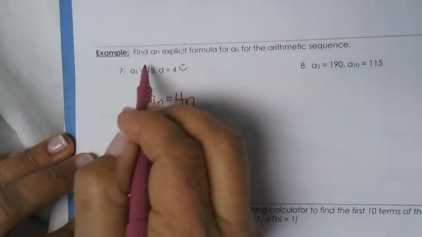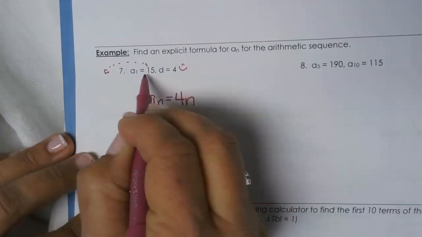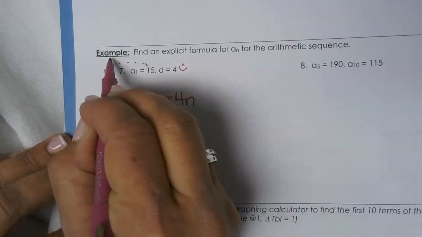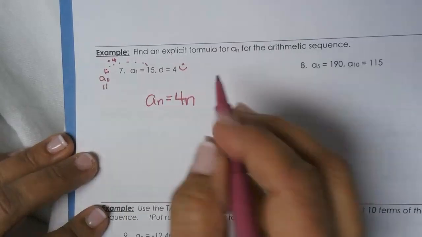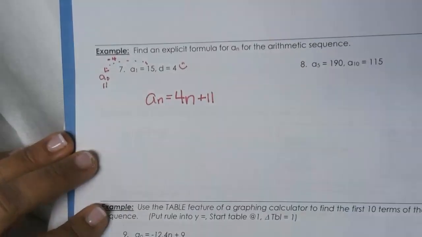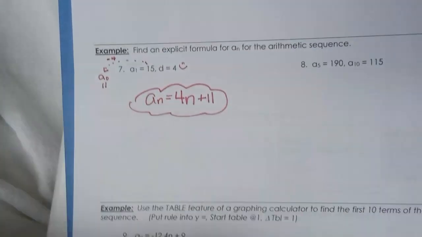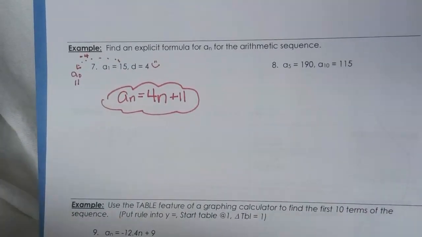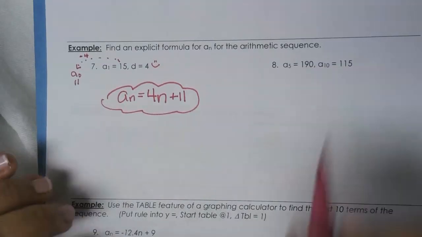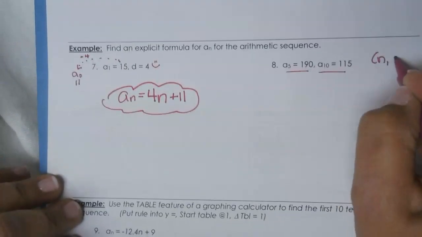And so what we're going to do is go backwards. And then if I'm adding 4 going forwards, going backwards, I'd be subtracting 4. So that would tell me that a sub 0 is 11. So I get that a sub n equals 4 times n plus 11. Okay. In number 8, here we have 2 different terms. We have a sub 5 and a sub 10. And remember what we practiced is to think about these as ordered pairs, n, a sub n.